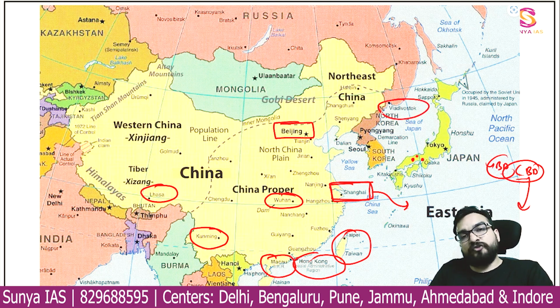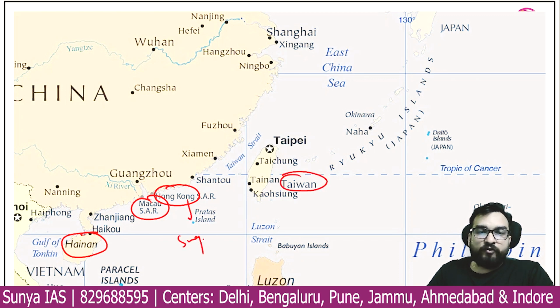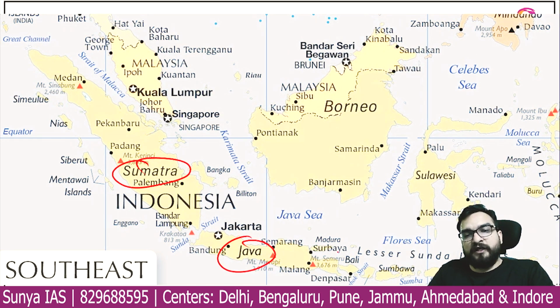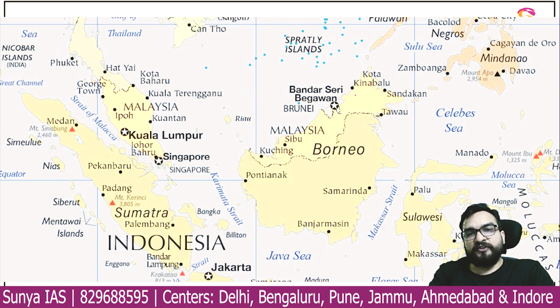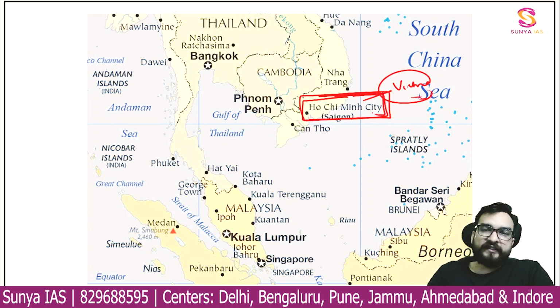Don't forget Vladivostok. Don't forget Hiroshima, Nagasaki, Sendai, right? This Hainan Island also you remember. Hainan, Macau, Hong Kong, and this particular Taiwan. Hong Kong is different, Singapore is different. In Indonesia, you know about Sumatra, Java, Bali, Flores, Sulawesi, Borneo. This we have already understood, right? So don't worry about it. In Vietnam, you should also remember Ho Chi Minh City. Just in this particular area, you should remember Ho Chi Minh City, guys.